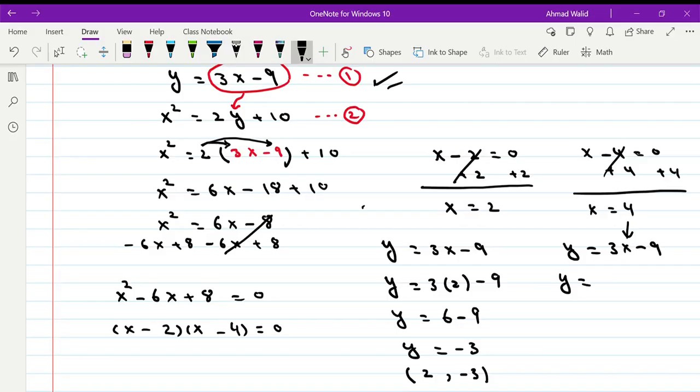Then y equals 3 times 4 minus 9. It means y equals 12 minus 9. It means y equals what? 12 minus 9 gives you 3. It means your second solution is when x is 4, y is what? y is 3.